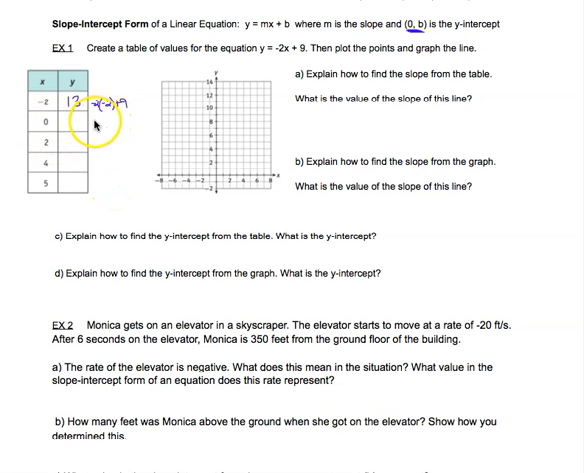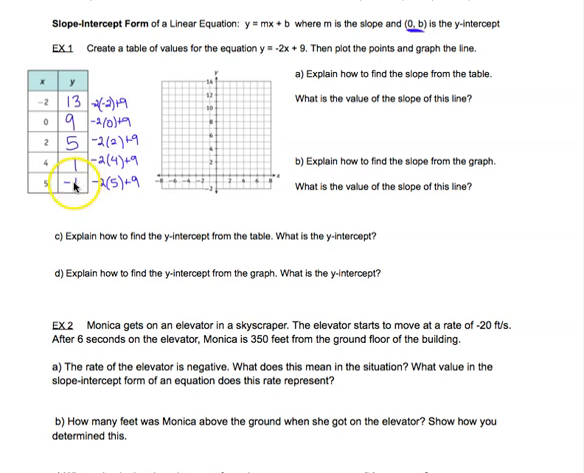Next, I plug in 0, so -2 times 0 plus 9. So 0 plus 9, which is 9. Now I'm going to plug in +2. So -2 times +2 is -4. -4 plus 9 is 5. Moving right along, plug in 4. -2 times 4 is -8, plus 9 is 1. Now, -2 times 5 plus 9. So -2 times 5 is -10, plus 9 gives me -1.